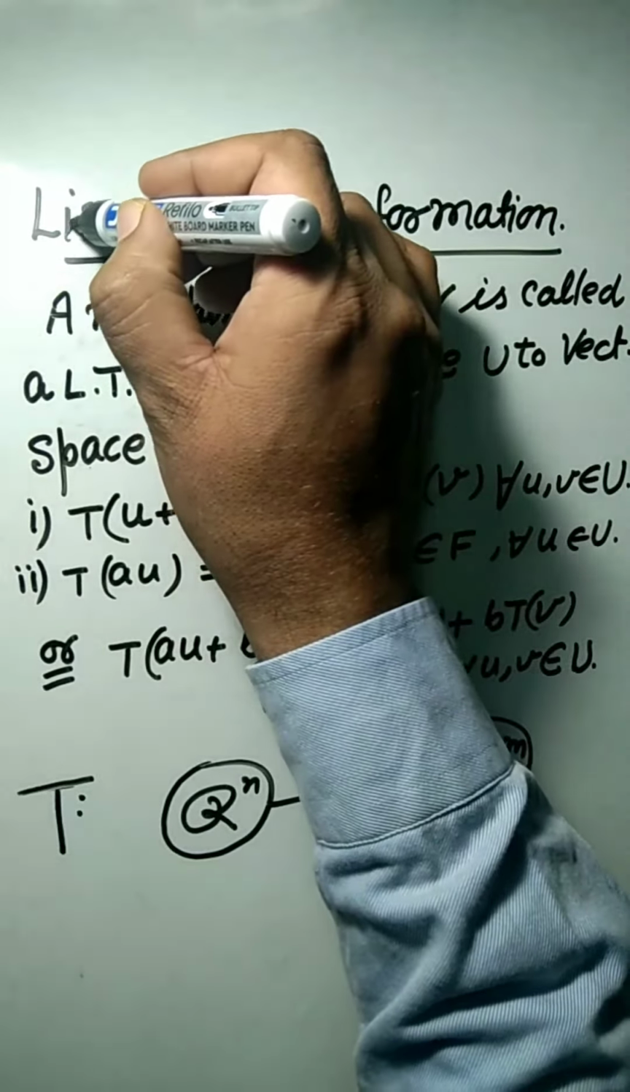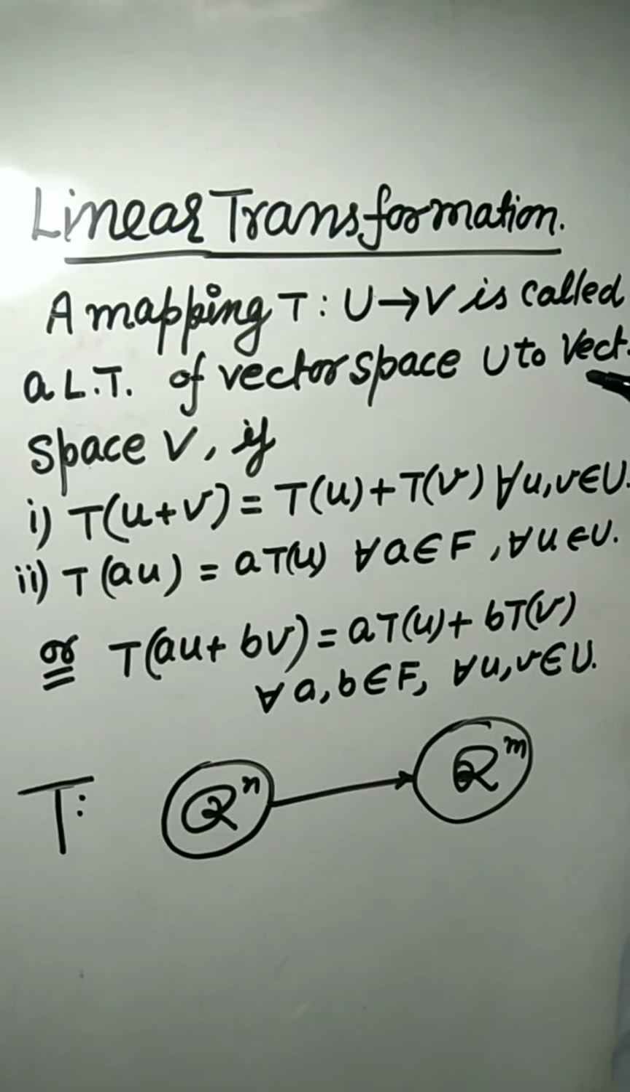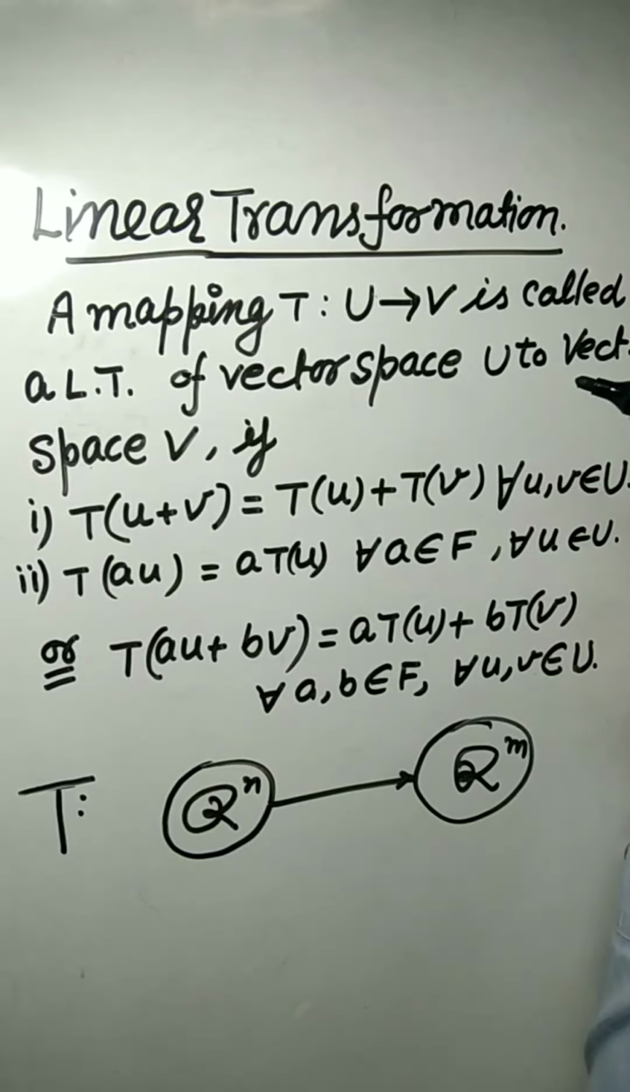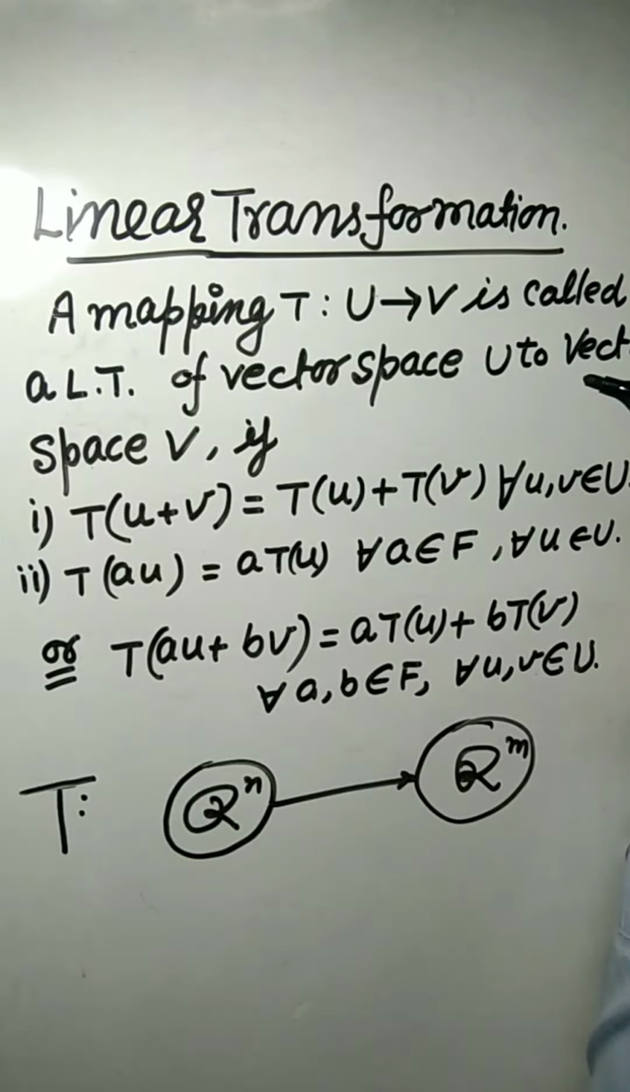We are considering here linear transformation, also known as linear mapping. This is a transformation from one vector space to another vector space, particularly applicable to those vectors that preserve the linearity property. This is the basic definition.